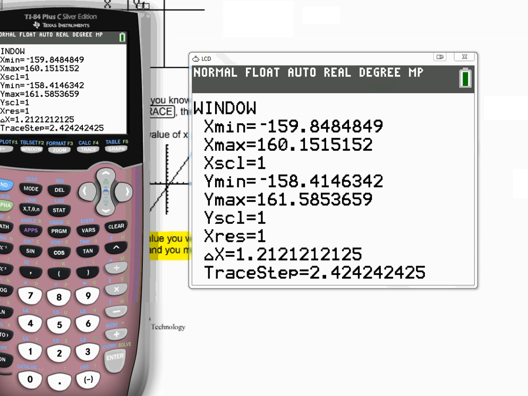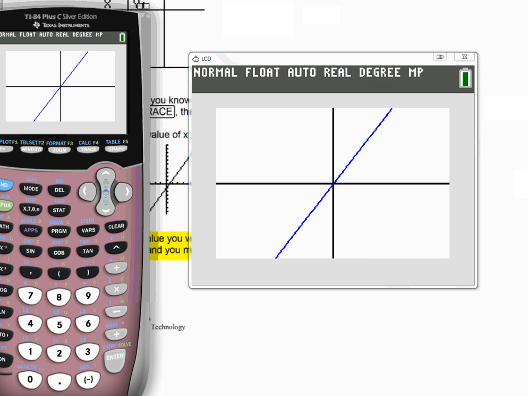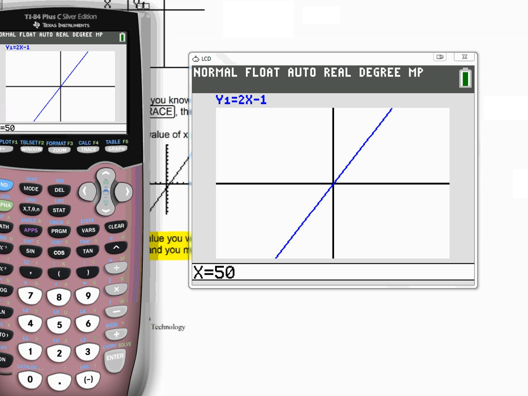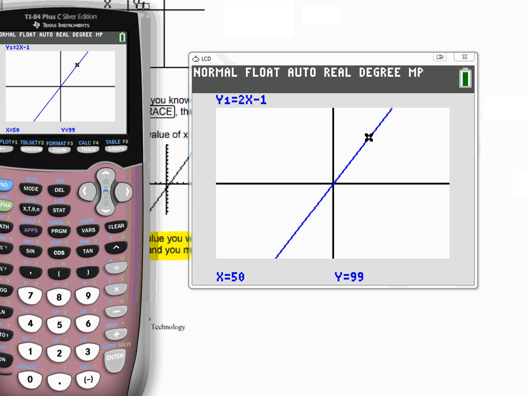Okay? So you can keep pushing enter and it'll keep zooming out. Is that large enough to find out when x is 50? Sure is. It probably could have last time. So now, how do I find out what y is when x is 50? What do I push? Trace, 50, enter. Now it will find it. Okay? Did it find it for you? Trace, 50, enter. Yeah, there's a handout on the front table.